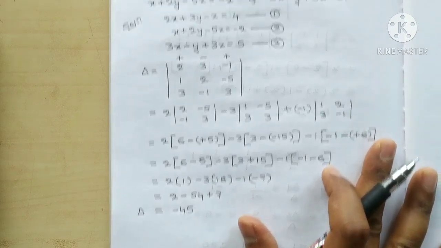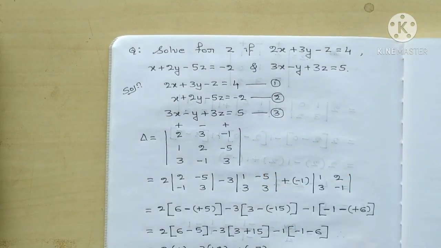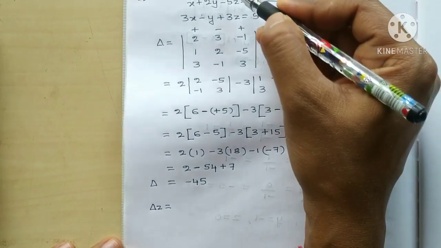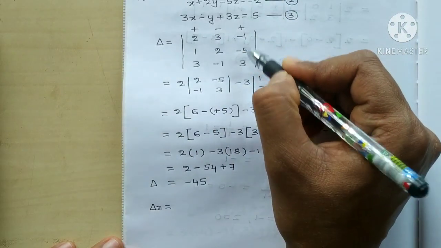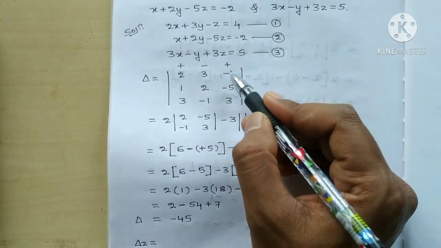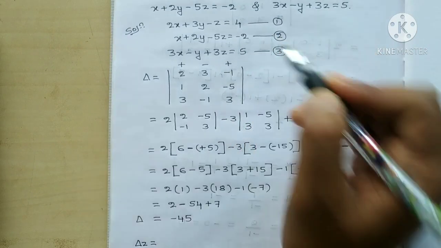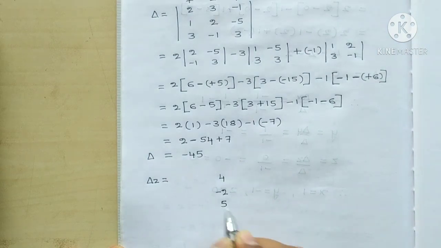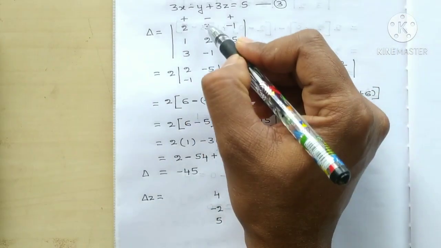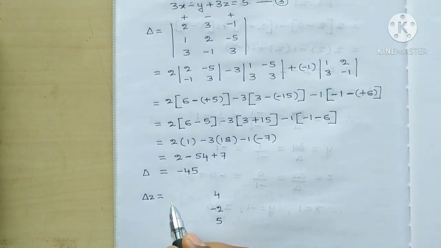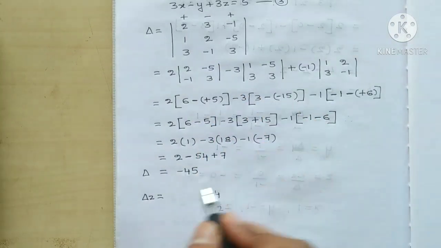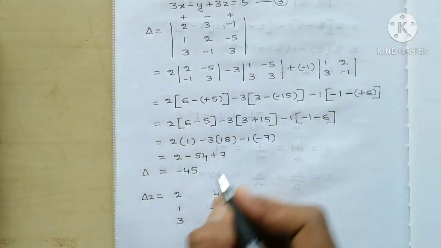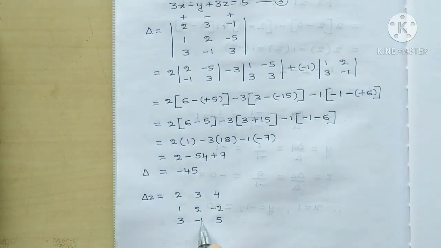So next, directly go for which value now? Delta z. Delta z, you know z means the last column, so in the delta last column you have to replace, correct? So last column you have to replace by 4 minus 2 5. And first column, second column I am going to keep it as it is. What is the first column? Here 2 1 3, and second column 3 2 minus 1.